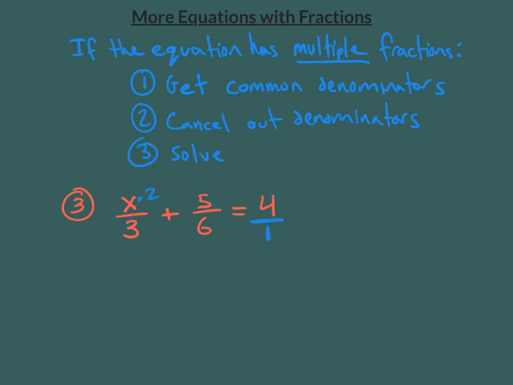So for x over 3, I need to multiply it by 2. For the 5 over 6, it's already 6, so that'll be fine. And then for 4 over 1, I need to multiply it by 6.